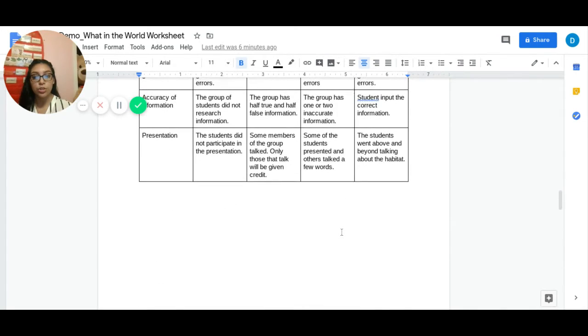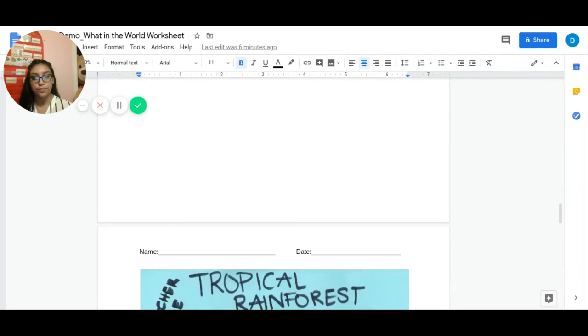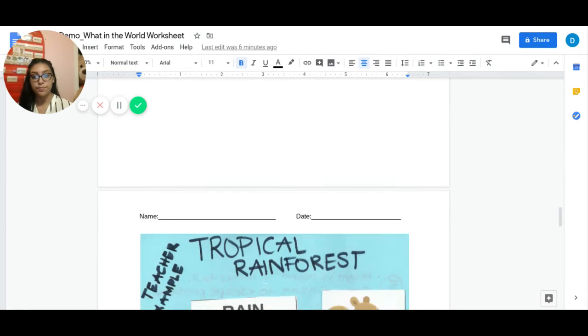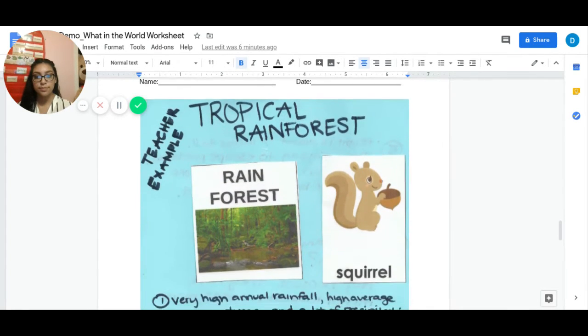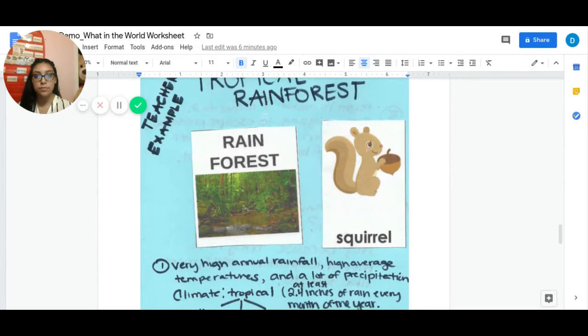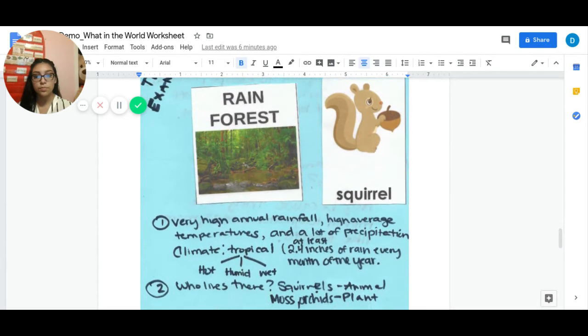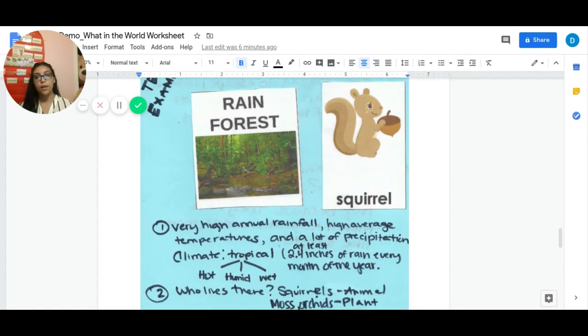Now, I'm going to show my example. So I got tropical rainforest. So number 1, if we recall, it is asking for the features of the habitat. So we have to include the climate and the country.